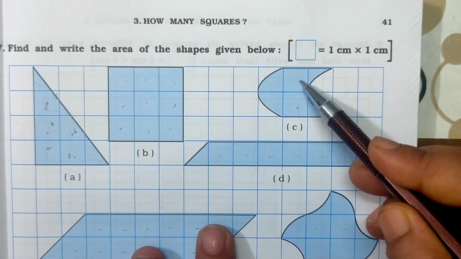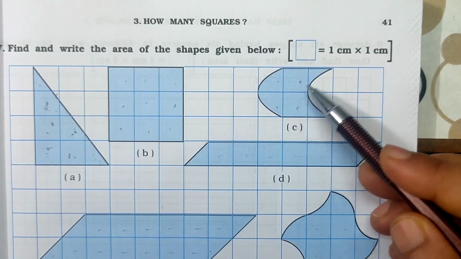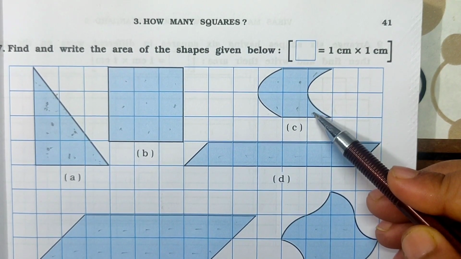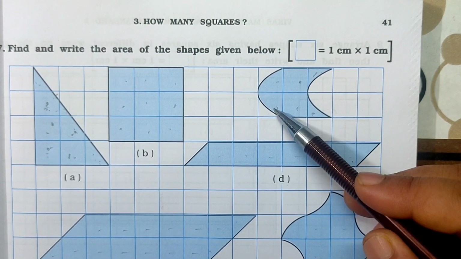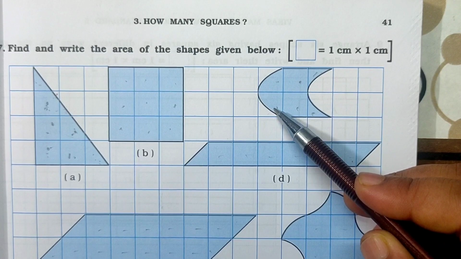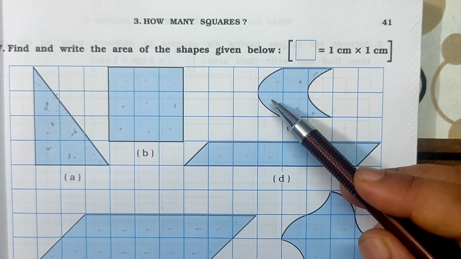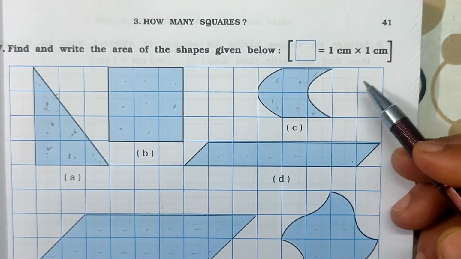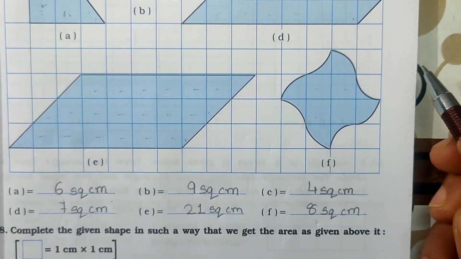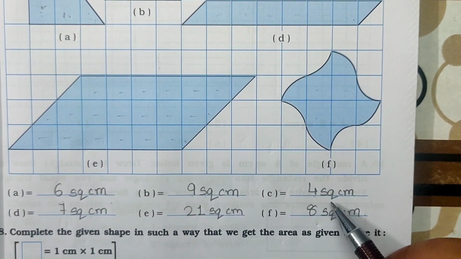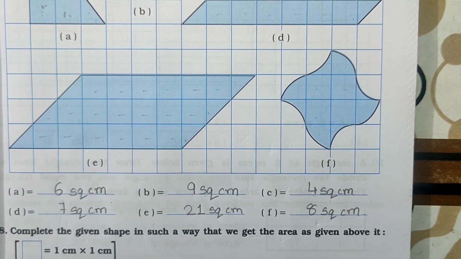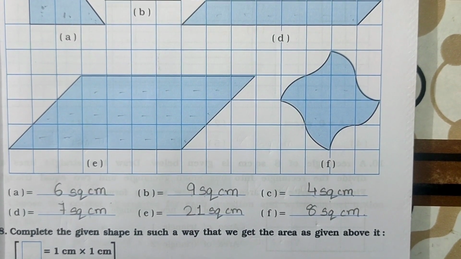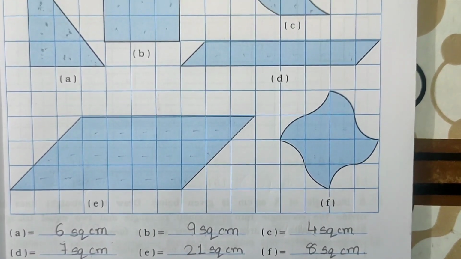1, 2, 3 and 4. This one is less than half, so you don't have to count it. And this one is more than half, so you have to count it as a 1. So 1, 2, 3 and 4. So in the C, your answer is 4 square centimeter. Now see the E. Let's see D, रह गए.